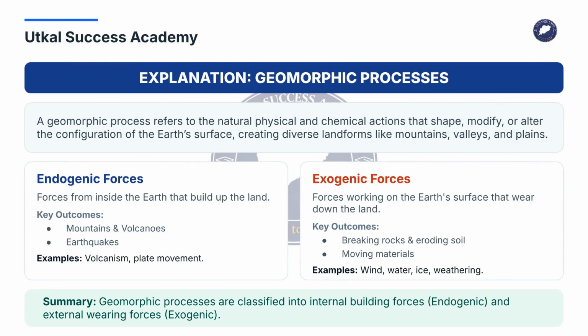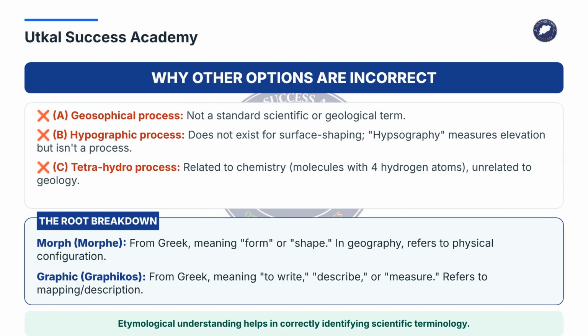A geomorphic process is the natural action that alters the Earth's surface. These forces are classified as endogenic, forces from within that build the land, and exogenic, forces on the surface that wear down the land. Options A, B, and C for the previous quiz question are incorrect. Geosophical is not a scientific term. Hypographic relates to elevation, not a surface-shaping process. Tetrahydro is a chemistry term.